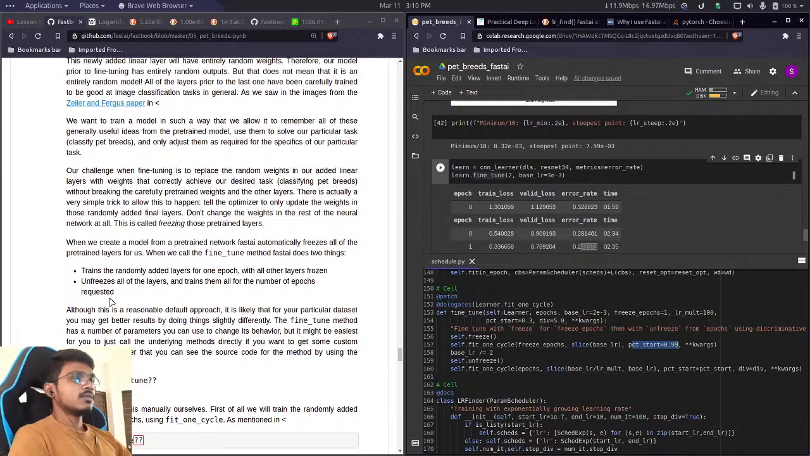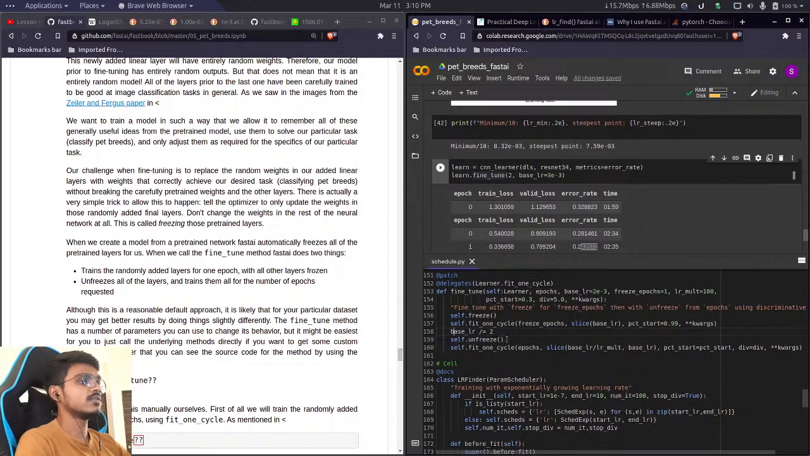Then it unfreezes all of the layers and trains them all for the number of epochs requested. So after it is done training the final layer for one epoch, it also divides the base learning rate by 2 and unfreezes all the other layers as well, and fits all the layers of our model for the epochs that are specified in the function.